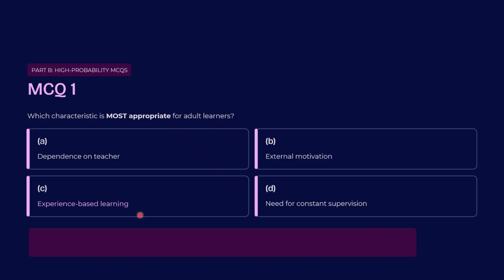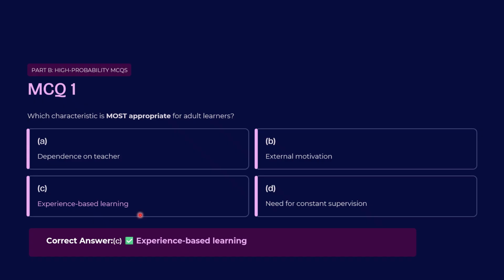According to Malcolm Knowles' Andragogy theory, adults already possess rich life and work experience. They learn best when they can connect new knowledge with this experience. For example, an experienced bank employee attending a finance course understands concepts better by relating them to real life banking situations. That is why adult learning is experience based. So let's see why the other options are incorrect.